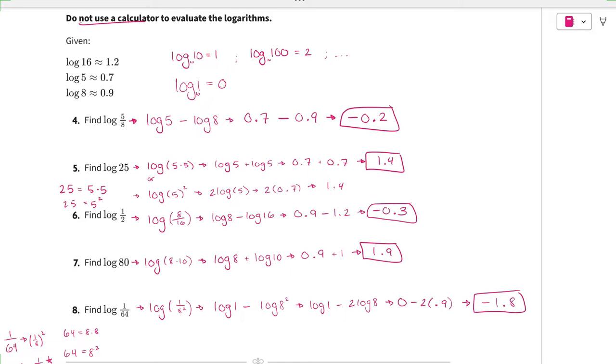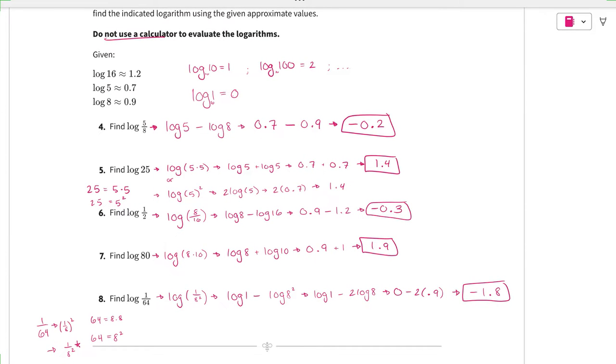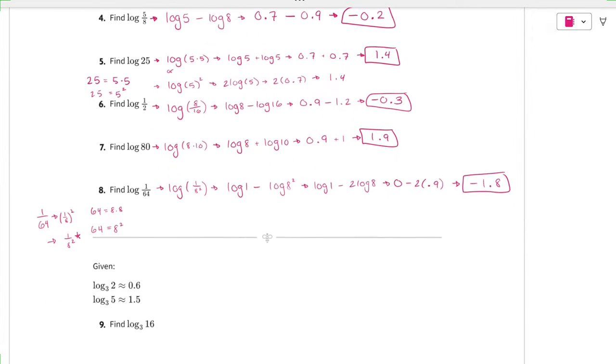Okay, there we have it. There's a few ways you could have gone about that one. So if you ended up doing log of 1 minus log of 8 minus log of 8, you should still get that same end result. I won't show both methods for this, but just know that you can do that.